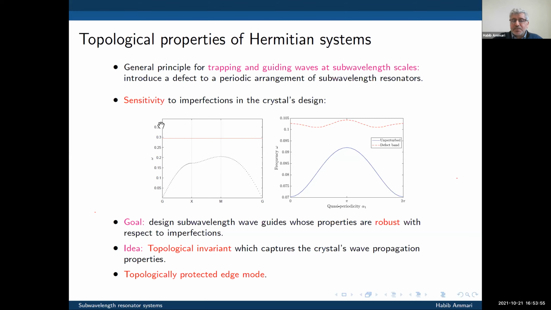Okay, but this is sensitive to imperfection. Why? Because these curves here are very close to the continuum spectrum. So the goal is to design subwavelength waveguides whose properties are robust with respect to imperfection. And then the idea is kind of to do the same as in condensed matter theory, introducing this topological invariant, which will capture this crystal wave propagation properties, and then prove that there are topologically protected edge modes, something which is localized but not sensitive to imperfection, as the guides.